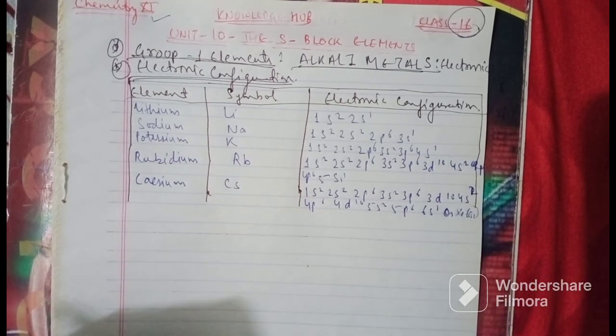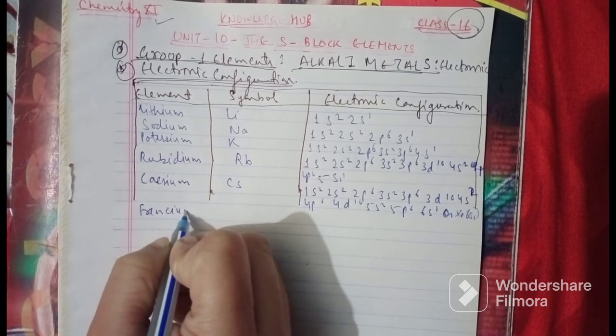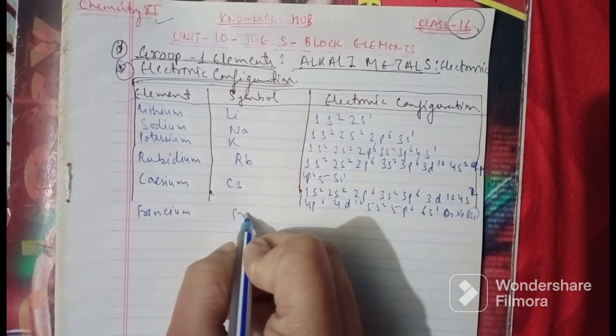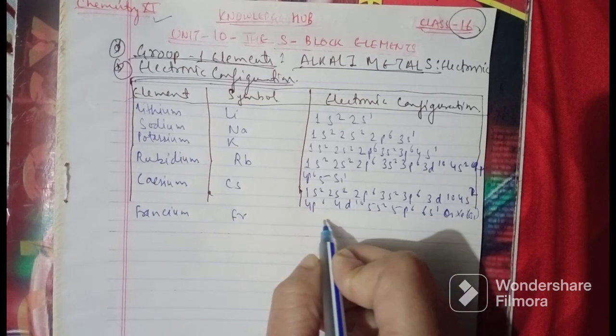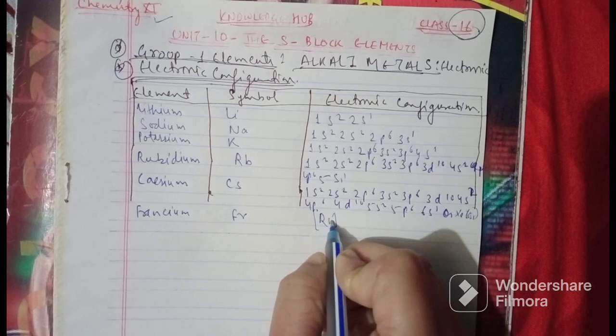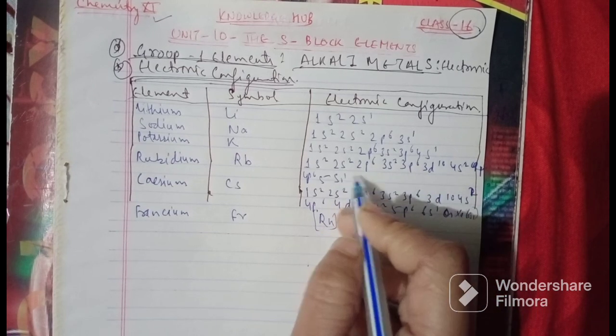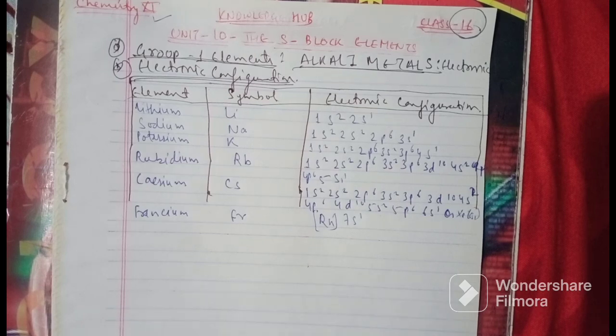Okay, now we'll talk about the last one, which is francium. The symbol is Fr. The electronic configuration is Rn 7s1, meaning the entire Rn core, and then we will have 7s1.